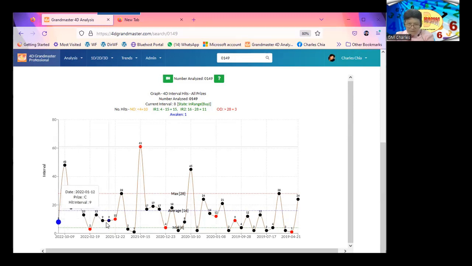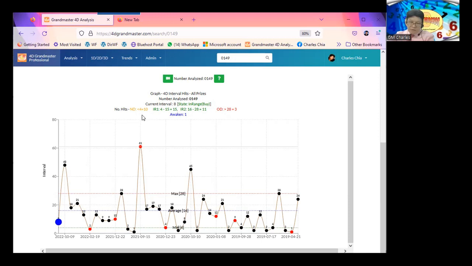Right now, IR1, you see, is from interval 4 to interval 15, and got 15 hits. You look at all these hits, you count, you got 15. IR2 is the upper part, from 16 to 28, with 11 hits. So IR1 is better, right? More hits, 15 compared to IR2's 11 hits.